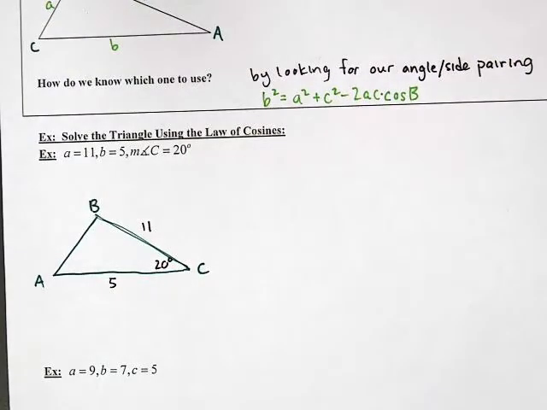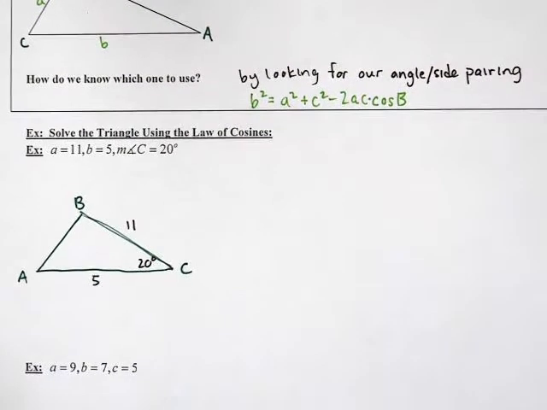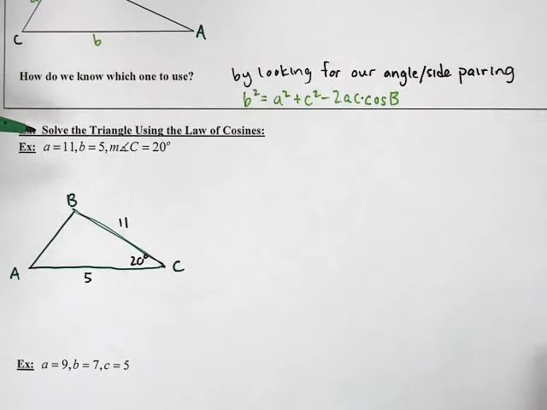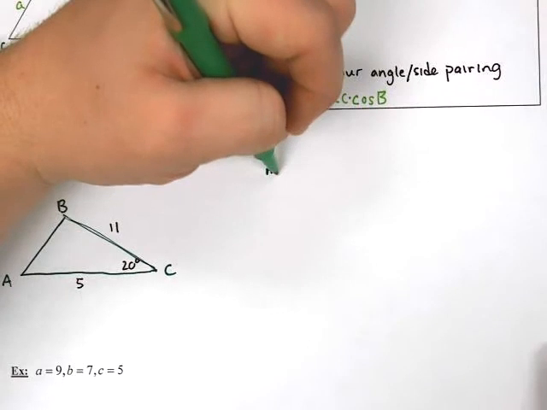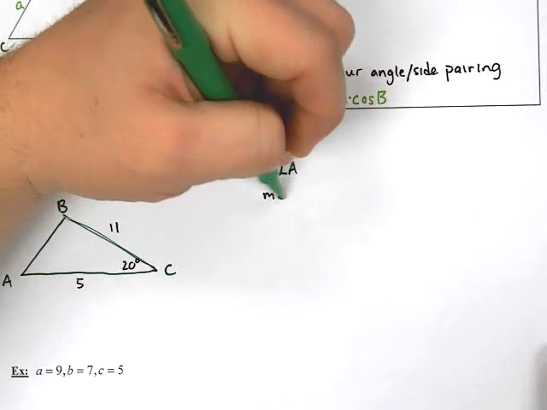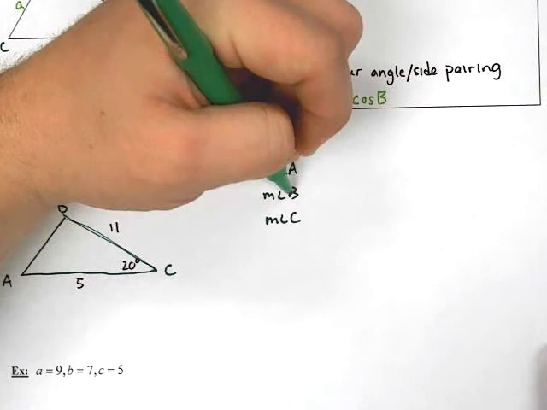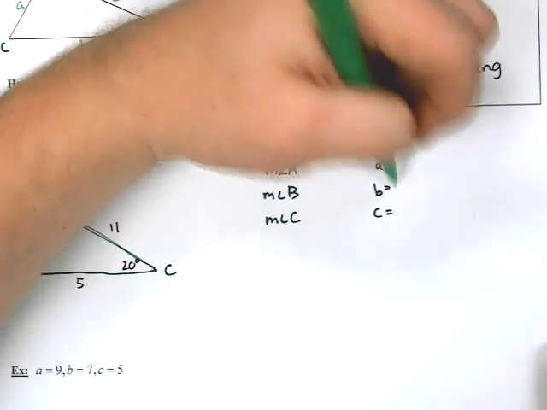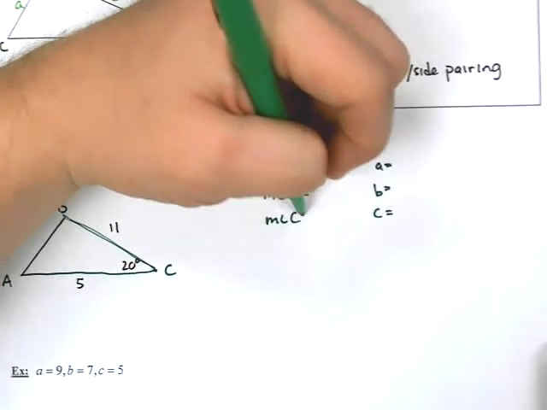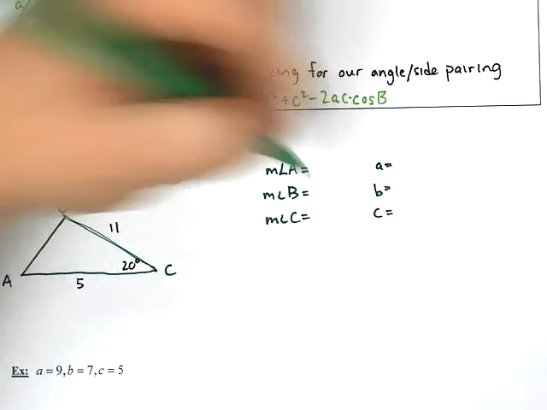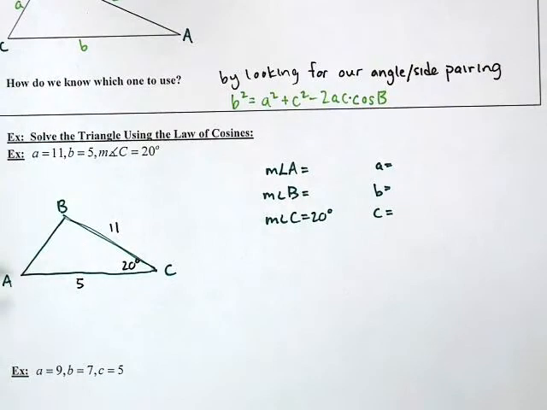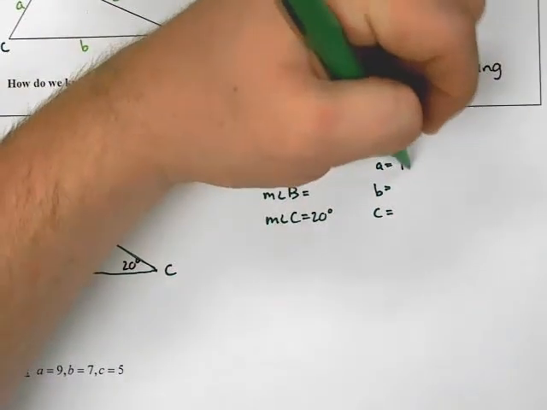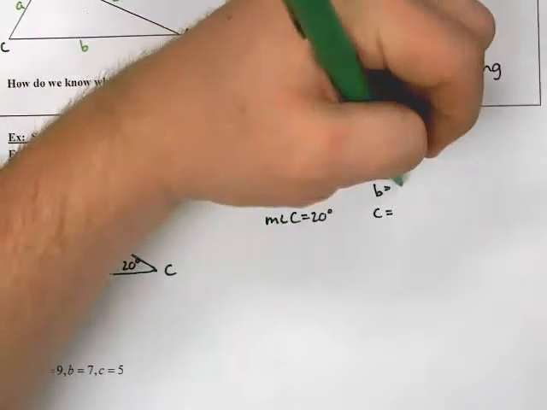Alright, so already I can tell that my picture is not great. That should not be the end of the world, though, guys, as long as you understand that this is not drawn to scale. But we remember, hopefully, solve means we want all the information about this triangle. So we need measure of angle A, measure of angle B, measure of angle C. We also need A, B, and C. Alright, now let's fill in what we have. We know that C is 20 degrees, so I put that in. I know that A is 11, lowercase a, side A, and then side B is 5.